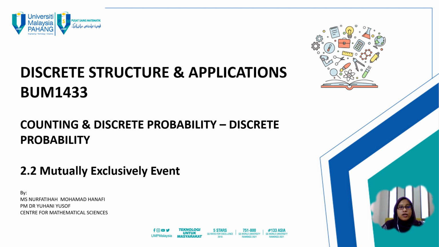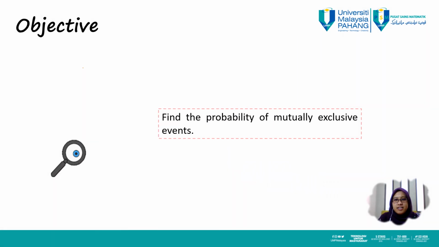In this video, I would like to continue my discussion in discrete probability, where we are going to discuss subtopic 2.2, mutually exclusive events. Here is the objective for this subtopic: at the end, I want everybody to know how to find the probability of mutually exclusive events.